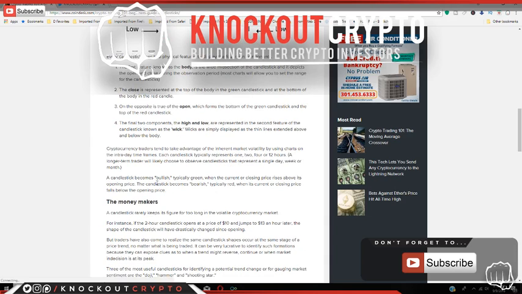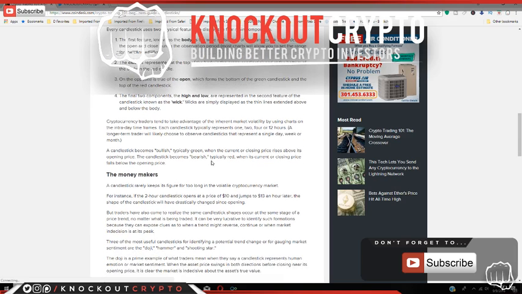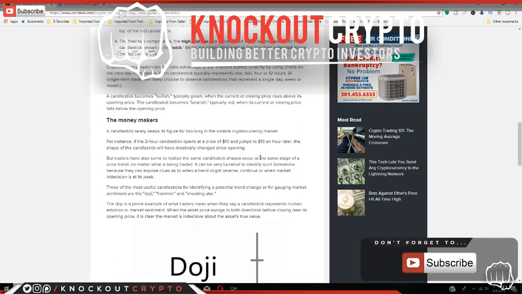A candlestick becomes bullish, typically green, when the current or closing price rises above its opening price. The candlestick becomes bearish, typically red, when its current or closing price falls below the opening price. I just want to read that again. A candlestick becomes bullish, typically green, when the current or closing price rises above its opening price. The candlestick becomes bearish, typically red, when its current or closing price falls below the opening price.